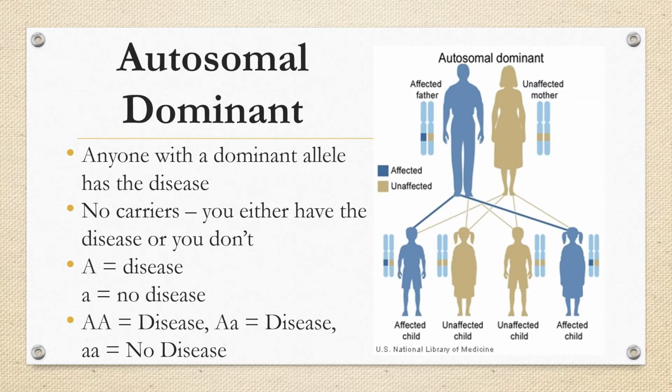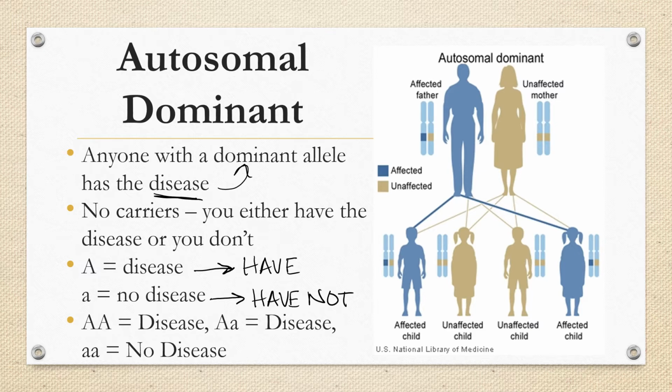Autosomal dominant disorders or traits are those where the disease or the trait is linked to the dominant allele. You have no carriers, nobody who's hiding the trait in their genetics that they can pass on to their kids later. In this case, you either have it or you don't. The dominant one means you have whatever the trait is you're looking at. And the recessive allele is the have not. You do not have whatever the trait is that we're talking about.